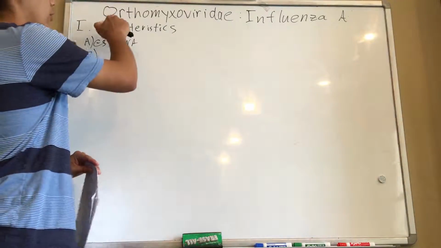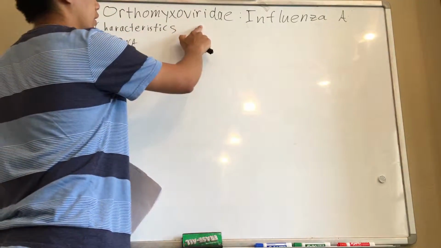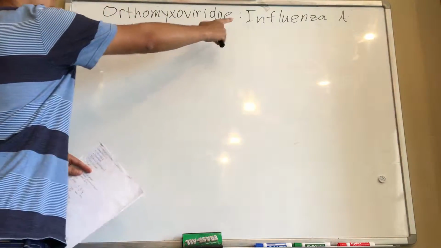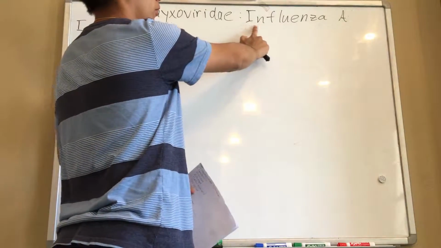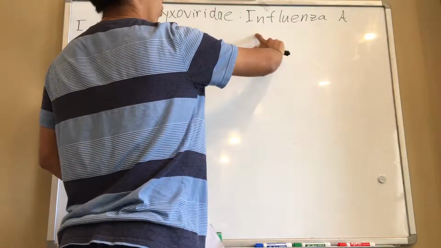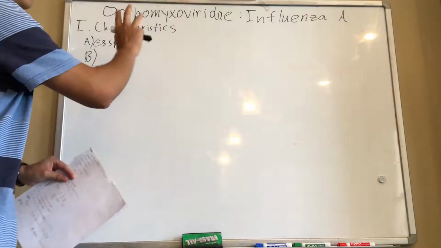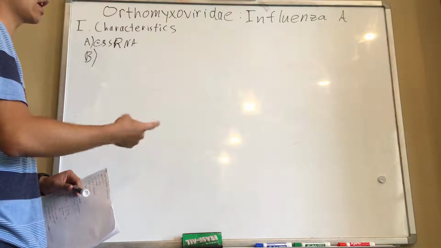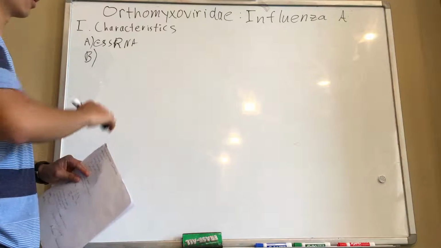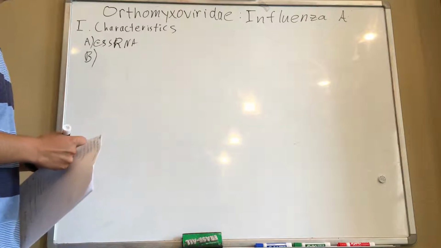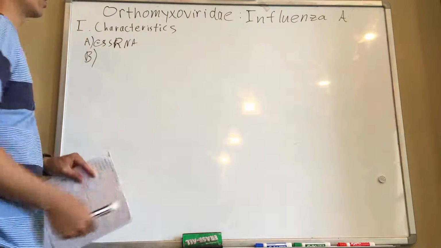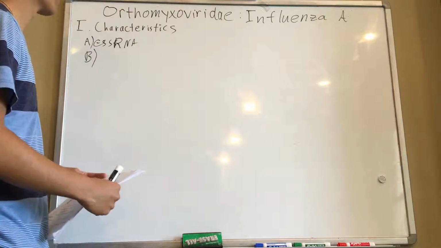Okay, so Orthomyxoviridae. This is the family of viruses that includes influenza A. It's just the common seasonal flu when it's influenza A. There are three types of influenzas in this virus family: flu A, flu B, flu C. We'll go a bit more into the classification later. But just in order to remember Orthomyxoviridae, just think influenza A.